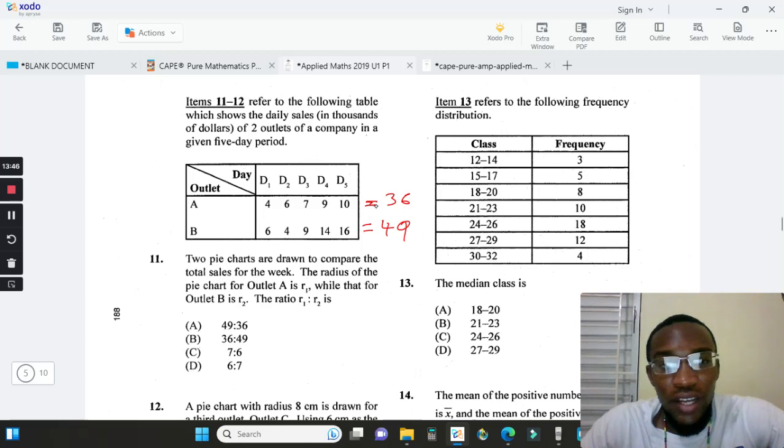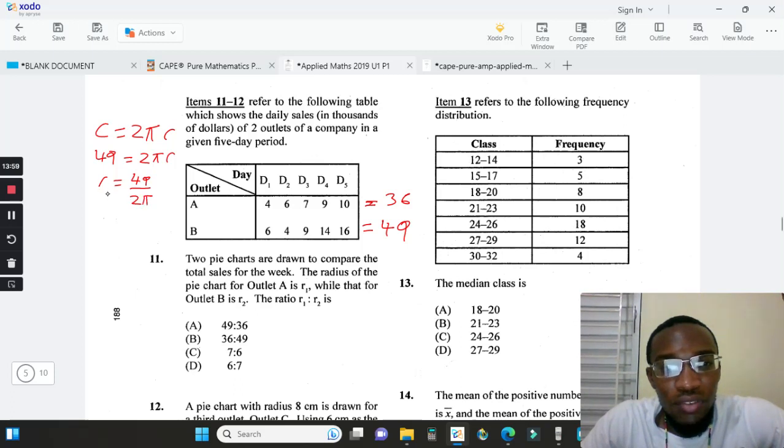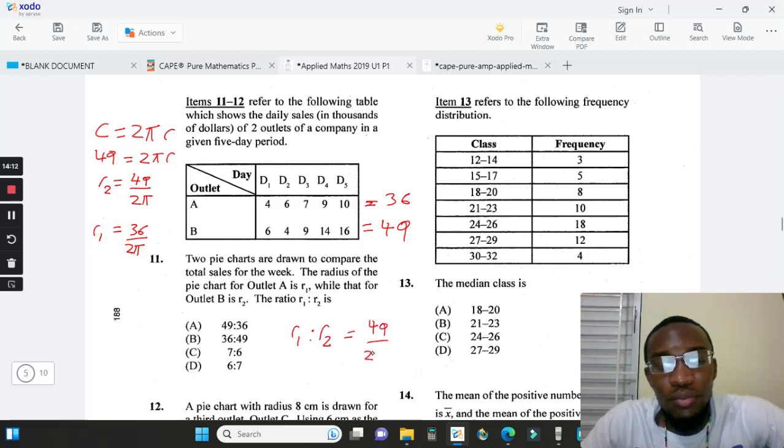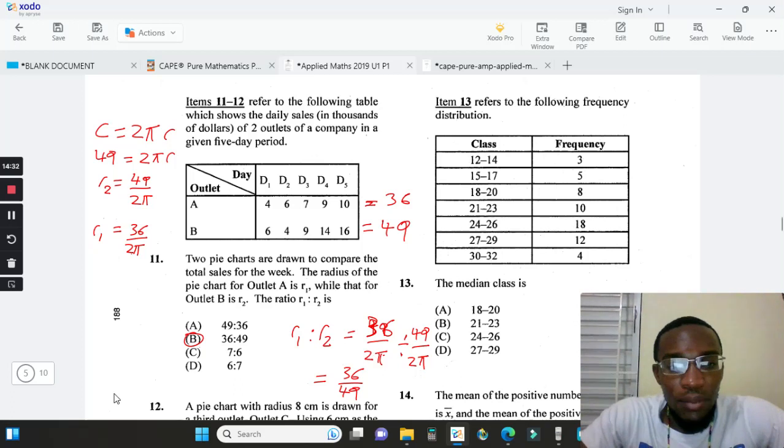Now remember, to find the radius for A, remember circumference is 2 pi r. So 49 equals 2 pi r, then r is 49 over 2 pi. And that would be for R2. And then for R1 it is just 36 over 2 pi. So that means the ratio R1 to R2, well, R1 is 36 over 2 pi, and then we divide it by R2, which is 49 over 2 pi. The 2 pi's would cancel, so it would become 36 over 49. That's option B. No problem.